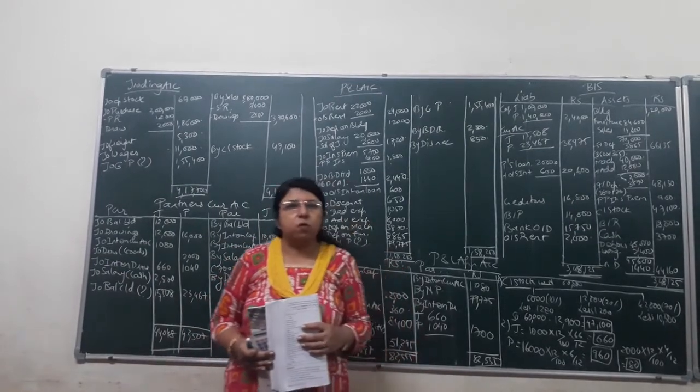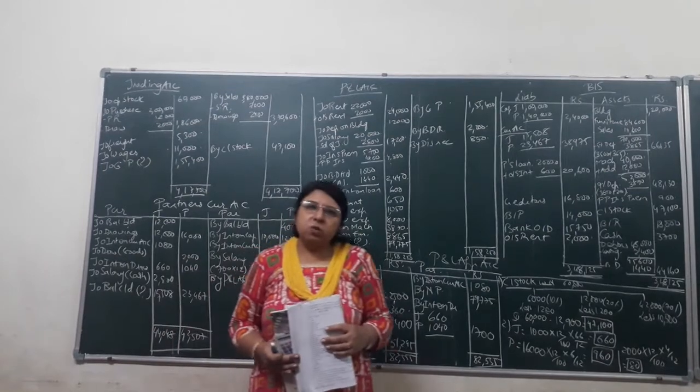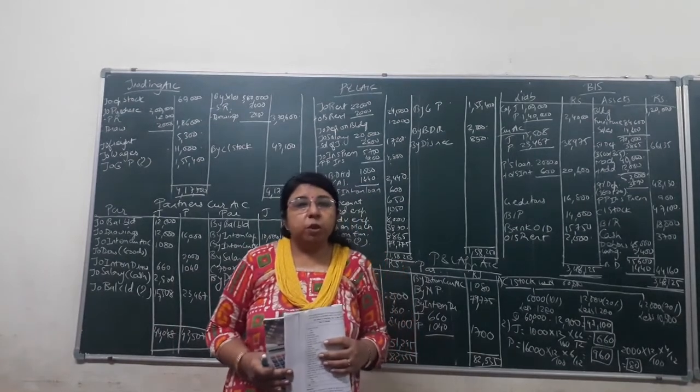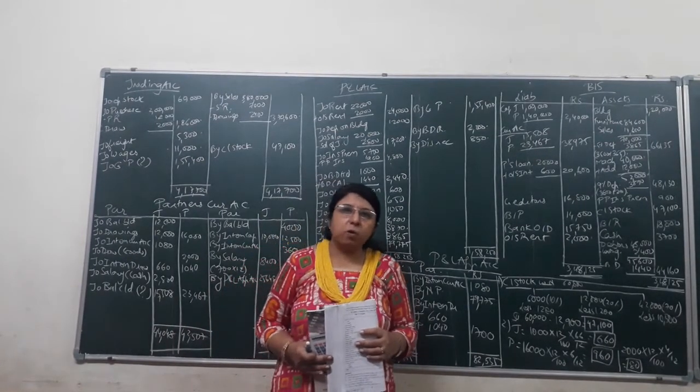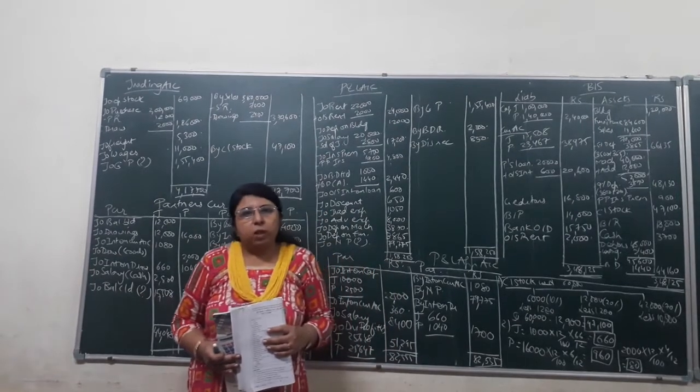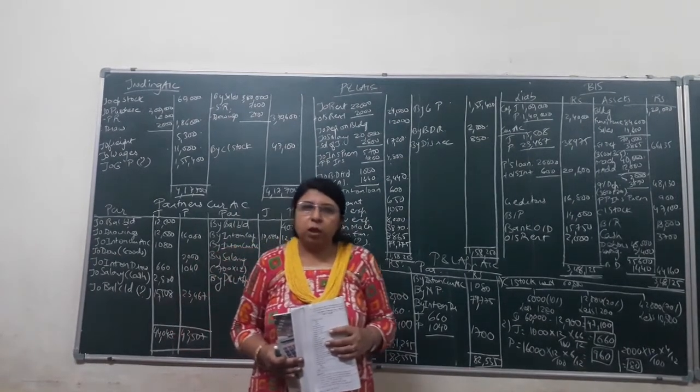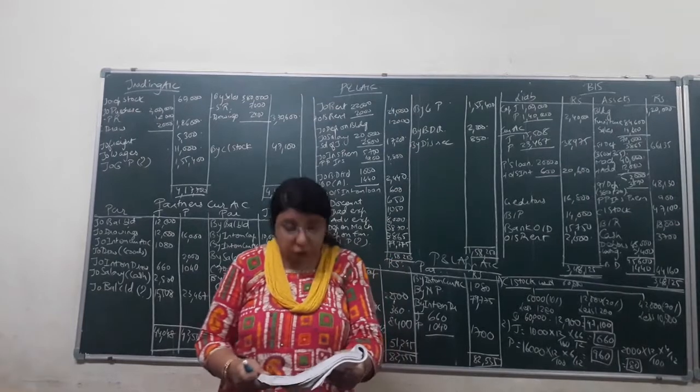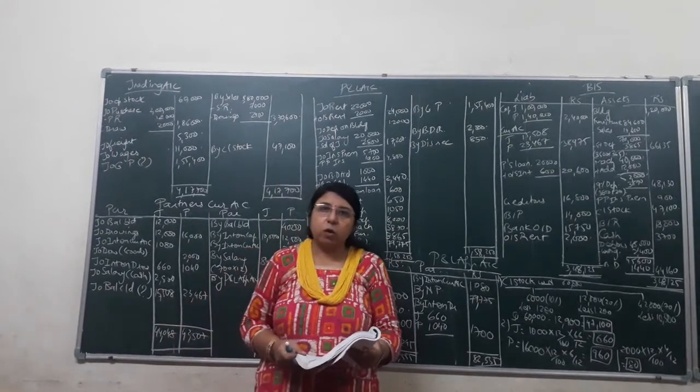In the last video lecture I had explained question number 17 of chapter number 2, that is final accounts of partnership firm. Now in this video lecture I am going to explain question number 19, that is the last sum of this chapter. So without wasting much time, let's move on to the calculation of it. That is on page number 87 and 88 of your textbook.